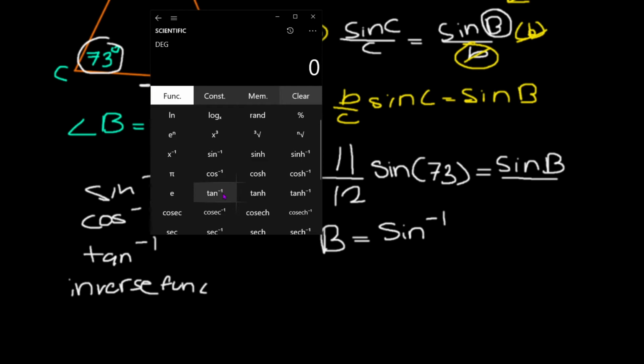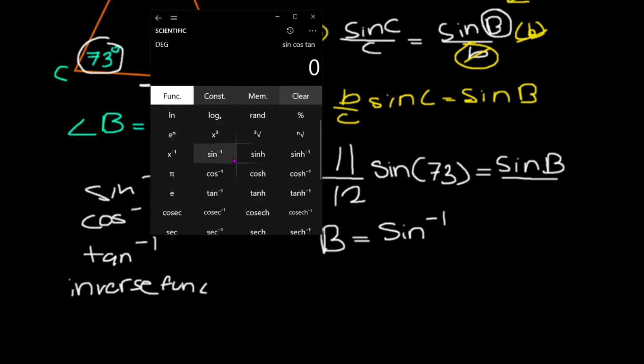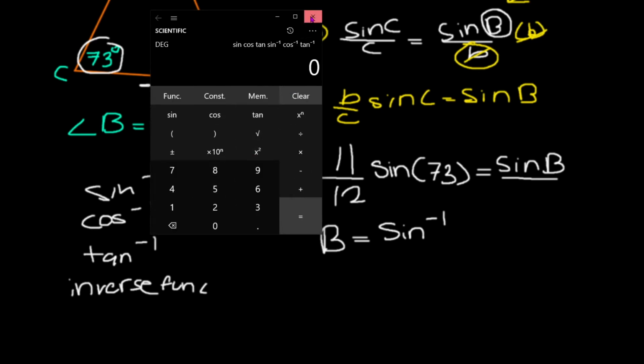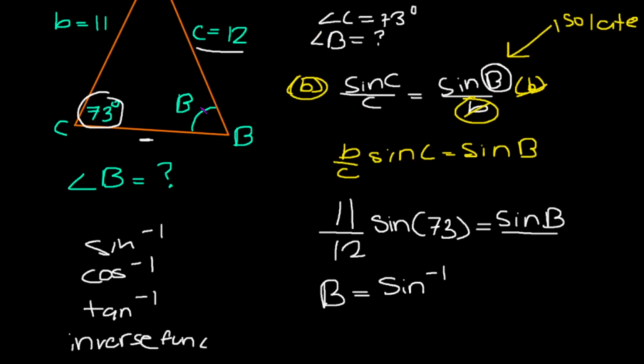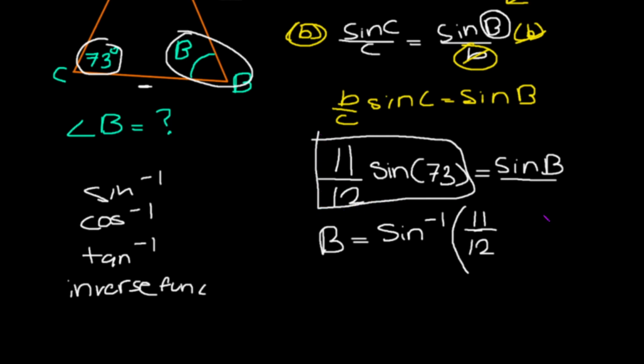Now, when would you use these? The times that you would use them is when you're looking for angles instead of sides. When you're looking for sides, you would just use the normal sine, cosine, or tangent. But when you are looking for the angles, you would use the inverse sine, the inverse cosine, and the inverse tangent. All right. That being said, we know that we're looking for an angle right here, as it's asking you to find the angle B. So now we would put sine to the power of -1, the inverse sine function, and in this big bracket you would put 11 over 12, essentially everything that we have right here, 11 over 12 multiplied by the sine of 73 degrees.